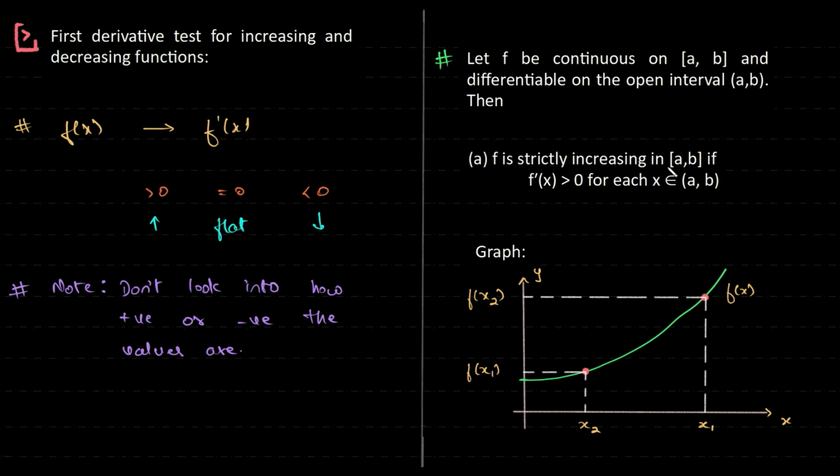f is strictly increasing in [a, b] if f prime of x exists and is greater than 0 for each value between a and b. So something like this. We have seen this. The graph of f prime of x will be positive here. It's always greater than 0.